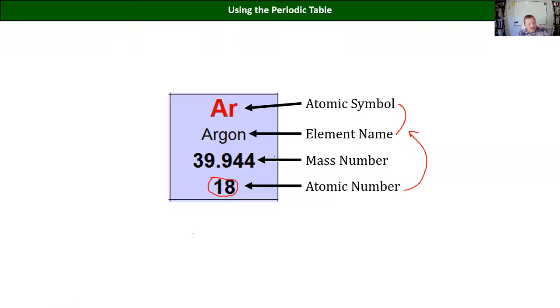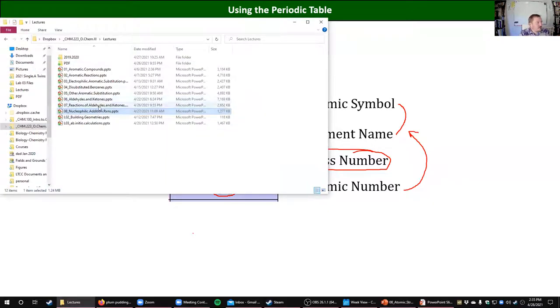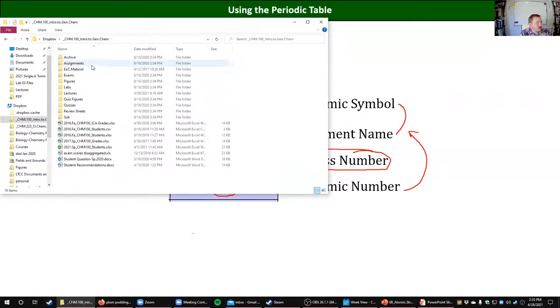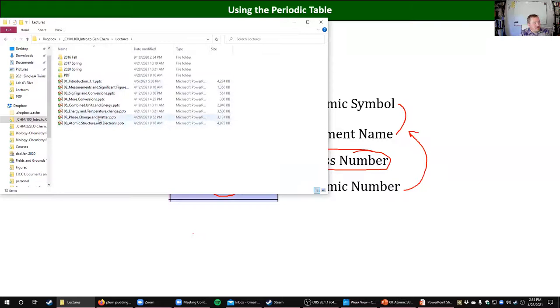The downside to thinking about it the way we've talked about it so far is that this middle thing, this mass number, doesn't necessarily match up with the atomic number. And in fact, the slide I was looking for lays out the logic for a third type of subatomic particle. This one.